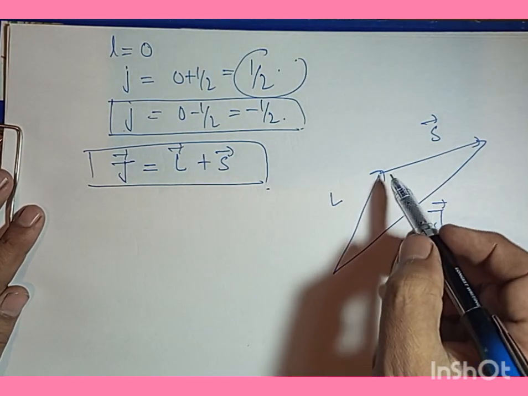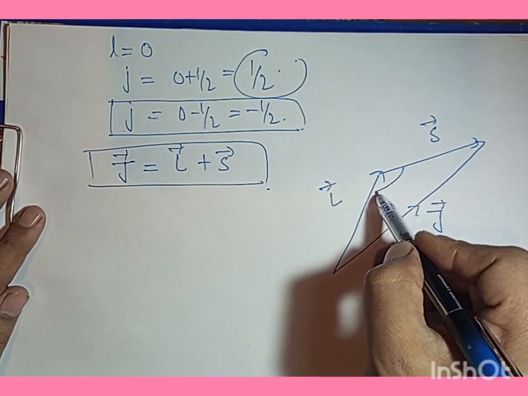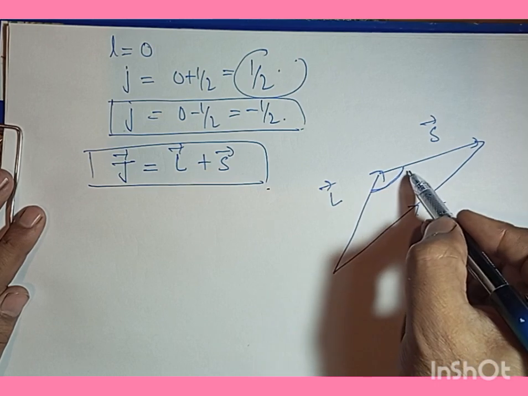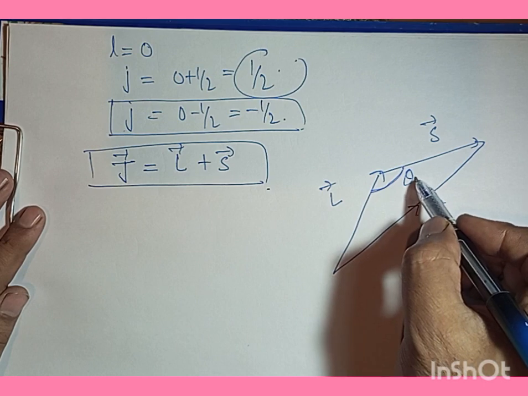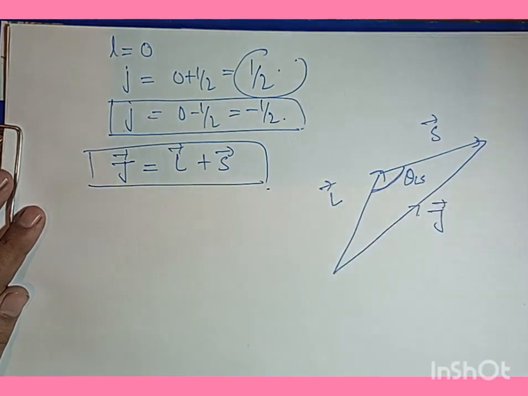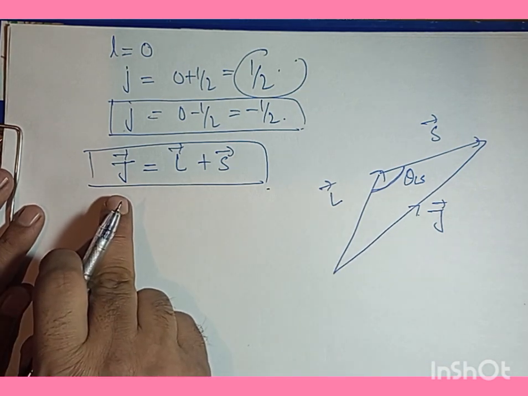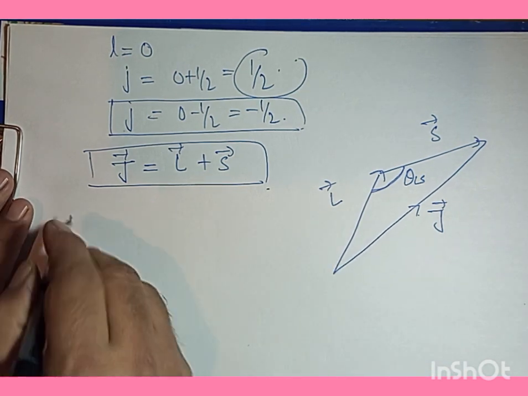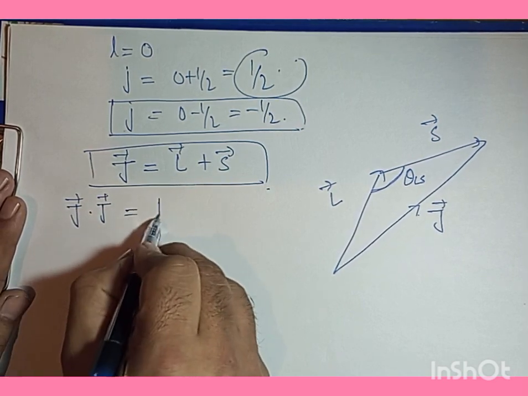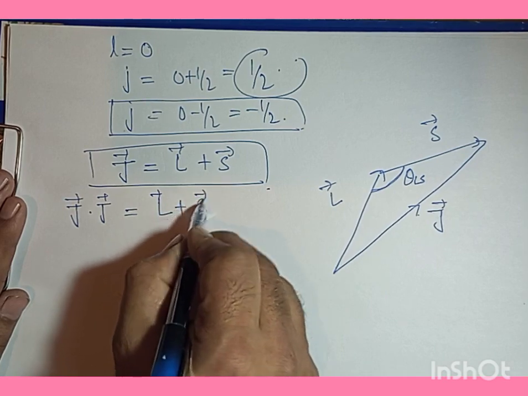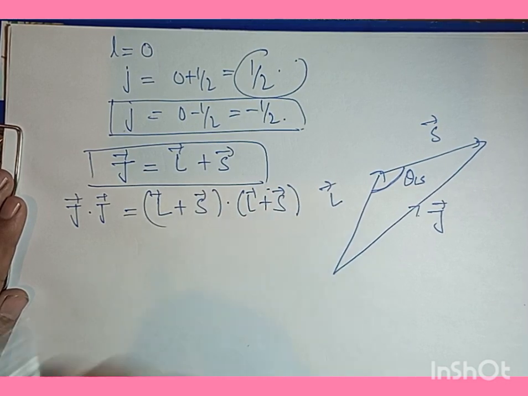There always exists an angle, so we can have an angle between the L vector and the S vector. Assuming this angle to be theta, with subscript LS, if I take the dot product of this equation, J vector dot J vector is L plus S vector dot L plus S vector.